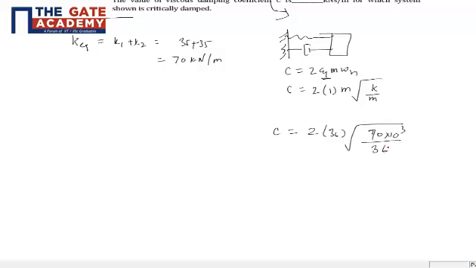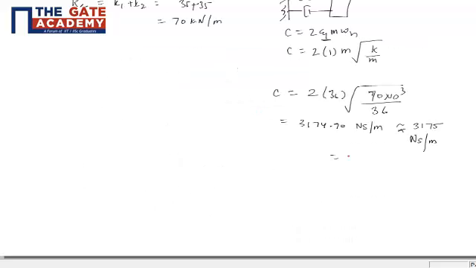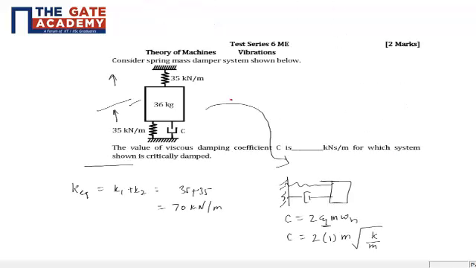So this is something which I need to calculate, and this comes out to be 3174.90 Newton second per meter, because that is force per velocity, so it will be Newton per meter per second, so it's Newton second per meter. So roughly it's 3175 Newton second per meter. And what is asked is in kilonewton. So it is 3.175 kilonewton second per meter. So the answer for this will be 3.175 kilonewton second per meter. Thank you.